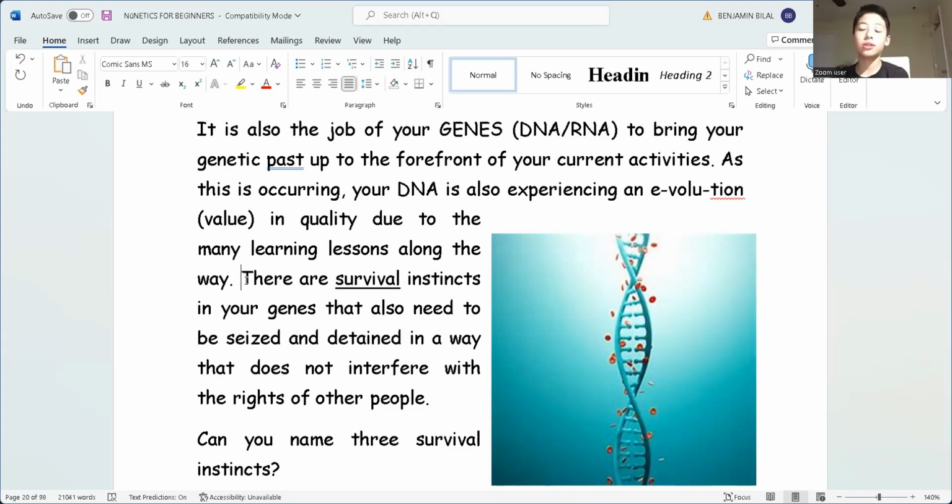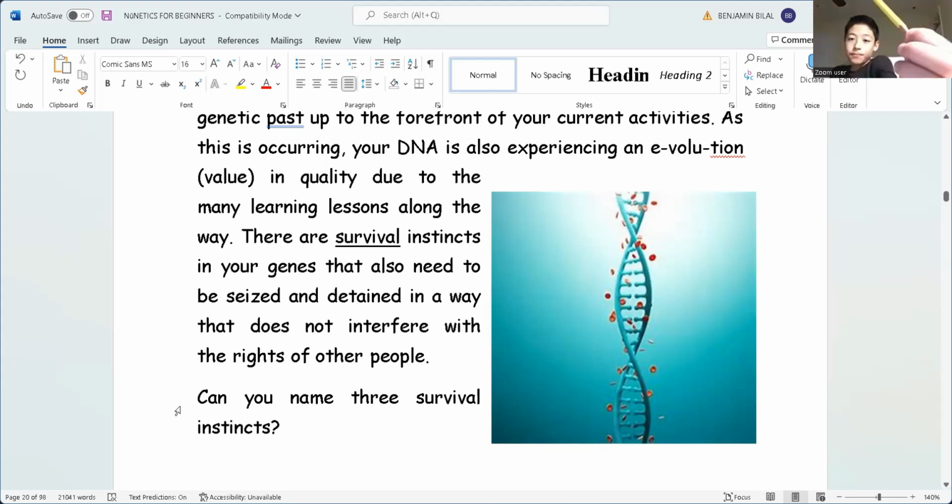There are survival instincts in your genes that also need to be seized and attained in a way that does not interfere with the rights of other people. Okay. And then that question there is what? Can you name three survival instincts? Okay. Go to work. Give me three survival instincts in human beings.